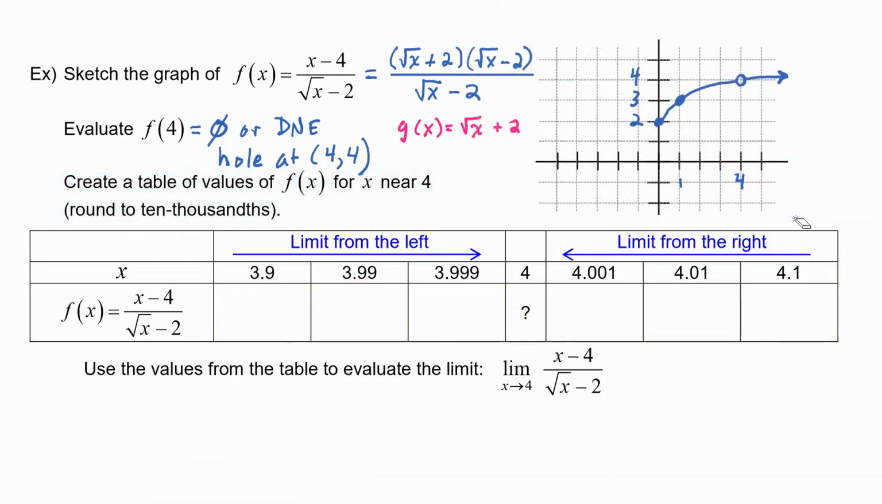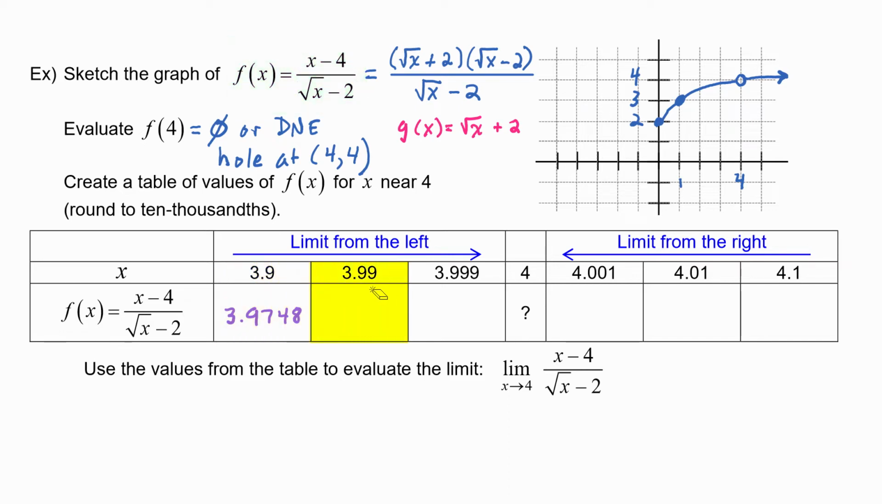Coming in from the left-hand side of 4, we first plug in 3.9 and we get a y value of 3.9748. Now, if you didn't get that value, make sure that you double check that you put parentheses around your numerator and parentheses around your denominator.